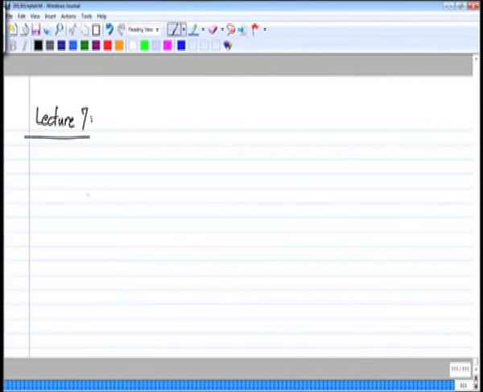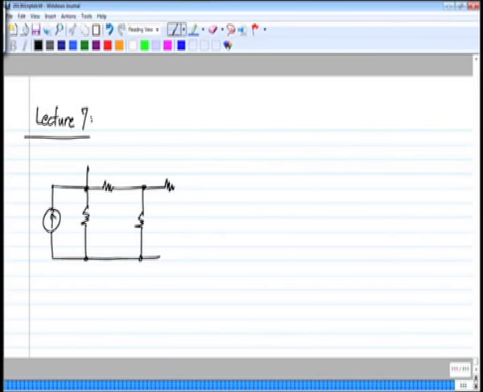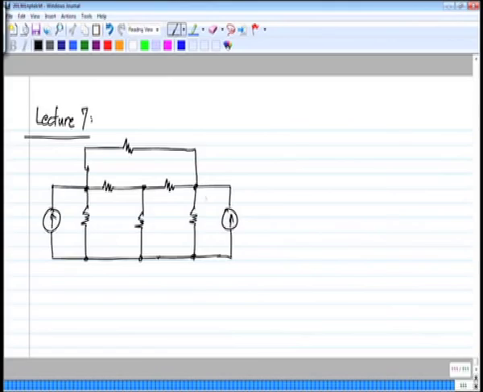So let me use the same circuit that I was using last time, which was this circuit with a number of resistors and a current source. I called this node N0, N1, N2 and N3.